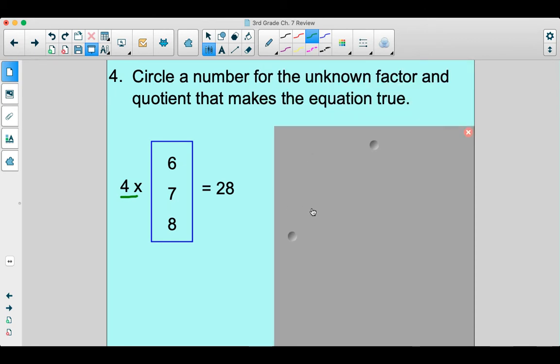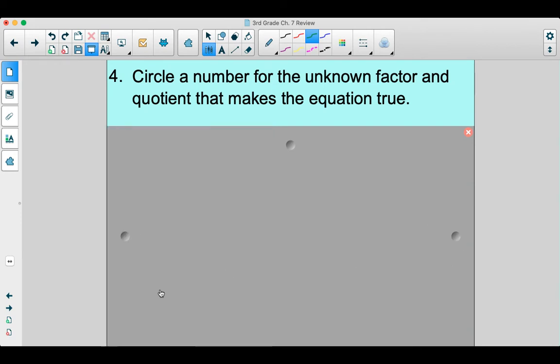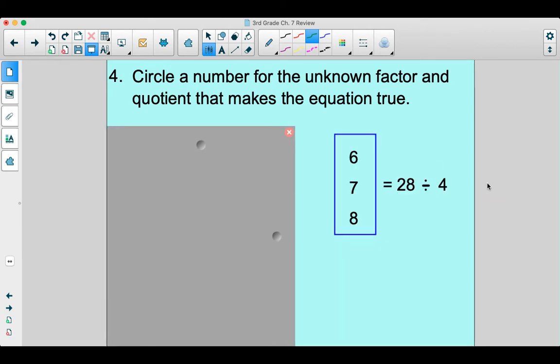So 4 times what number makes 28? Well, I know 4 times 5 is 20, right? So 4 times 6 is going to be 24, and 4 times 7 would get me to 28. So this one must be 7. All right, let's check out the other side now. So 28 divided by 4. Another way to think about this is how many times do you have to count by 4 to get to 28? 4 times what makes 28?